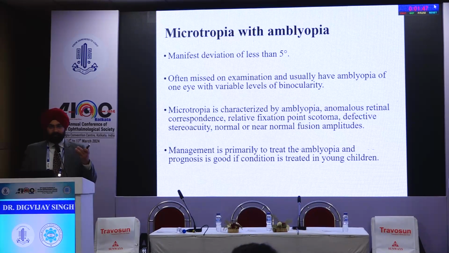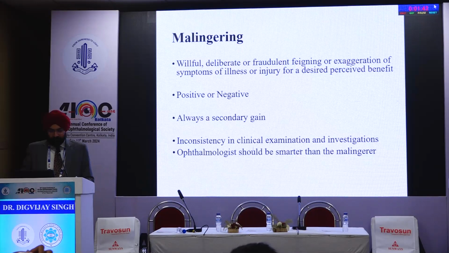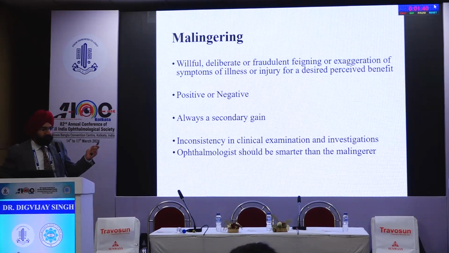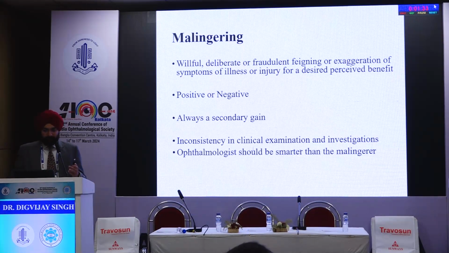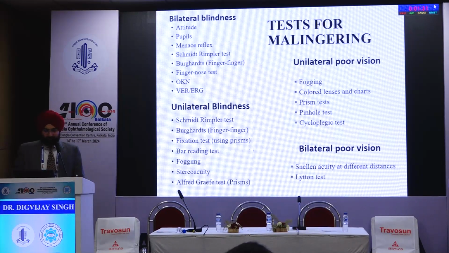Microtropias are small angle squints with amblyopia. Small central scotomas are there. Again, nothing would be visible. You need to also recognize malingering. So this is sometimes done with some kind of a gain that the patient is looking for. It could be positive or negative. You have to be smarter than the patient to catch it up.